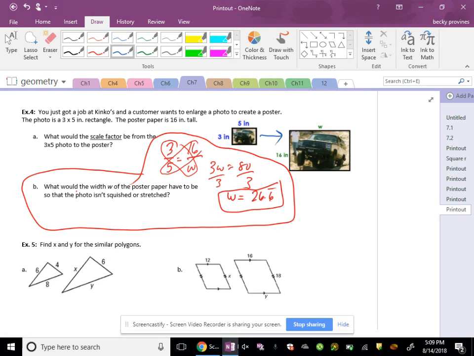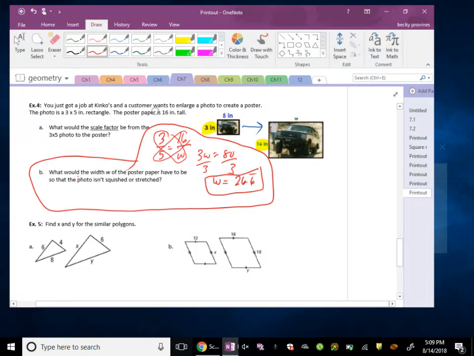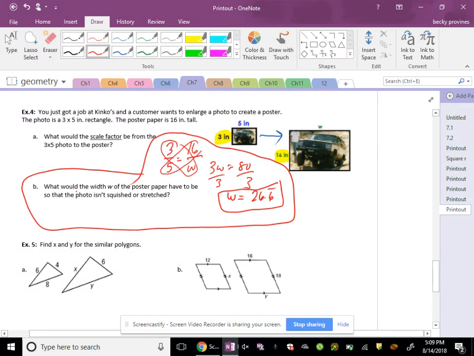Well, obviously the picture is getting bigger, so that means the scale factor has to be bigger than 1. Okay, so if my scale factor is bigger than 1, I have to have two sides that I compare. So what two sides do you know both of? Well, I know this side that's 3. I know this side that's 16. So my scale factor is simply just a fraction. So you have two choices. You have the choice of 16 over 3 or 3 over 16.